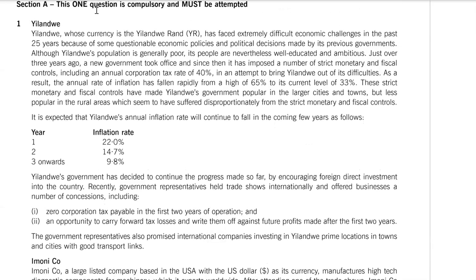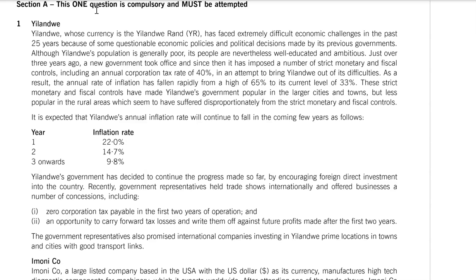Yilandwe, whose currency is the Vyar, has faced extremely difficult economic challenges in the past 25 years because of some questionable economic policies and political decisions made by its previous governments. Although the country's population is generally poor, its people are nevertheless well educated and ambitious. Just over 3 years ago, a new government took office.